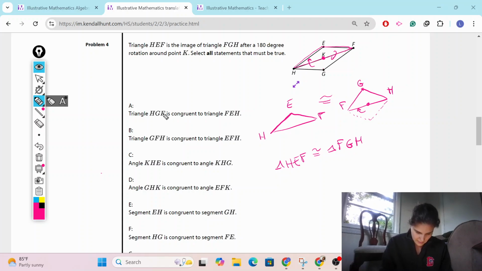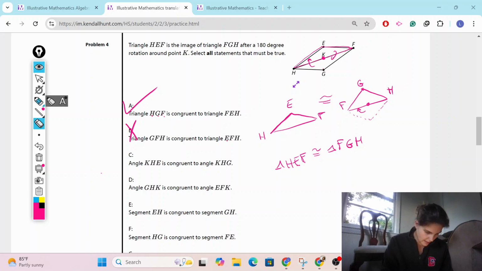Well, in this case, HGF is congruent to FEH. Yes, our triangles match up, and it's a rigid motion. What about this one, GFH? GFH should be EHF, and in this case it's EFH, and the order does matter. It's like 1, 2, 3 matches 1, 2, 3, because that's the order I went in, and that's not the order here. So, no, they are not congruent.